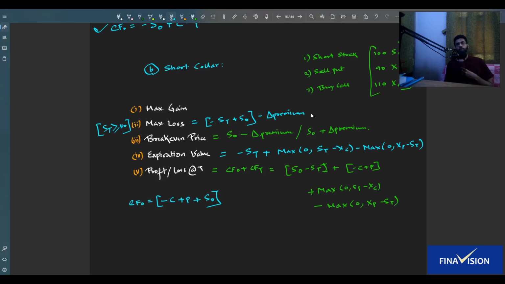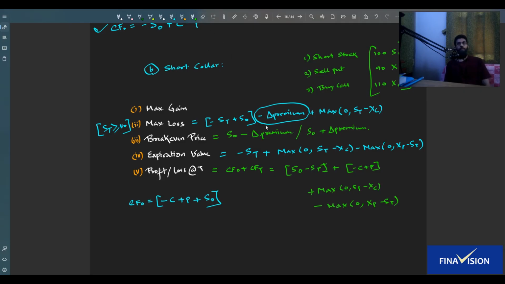Then the value of the call minus the value of the put. Now if the price has gone beyond 110, obviously the put value has become 0, so we remove it. The value of the call remains there. So the value of the call will be equal to max of 0 comma ST minus XC. Remember, this is the loss amount, right? And the loss amount is made a little bit less if the premium is positive. If the premium is negative, then it will become negative.